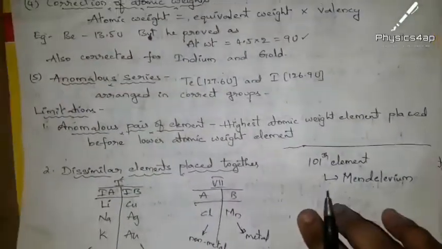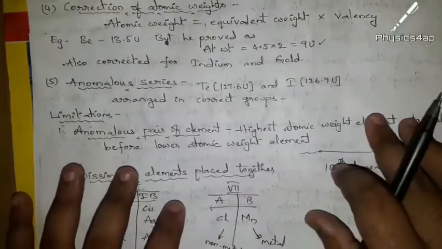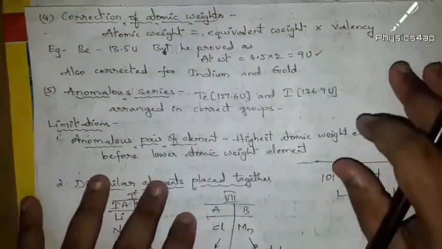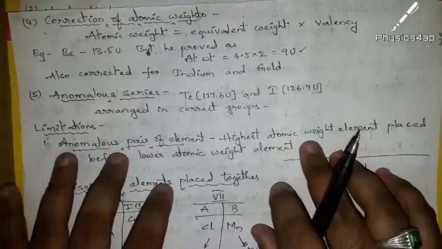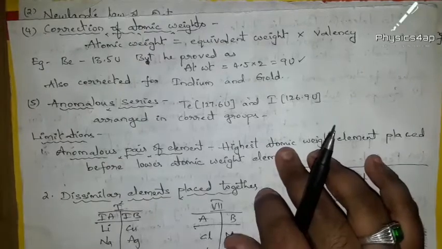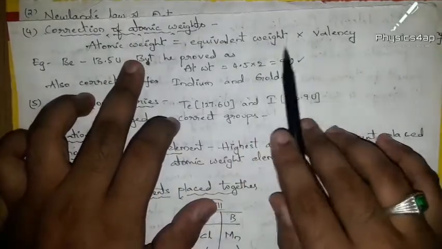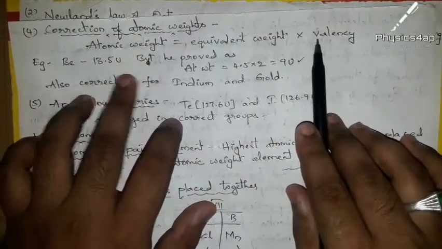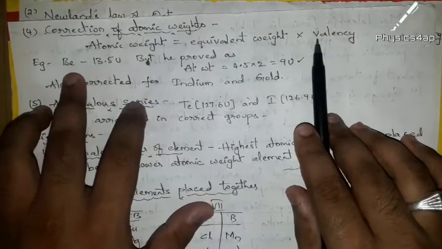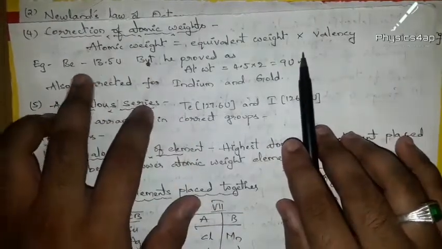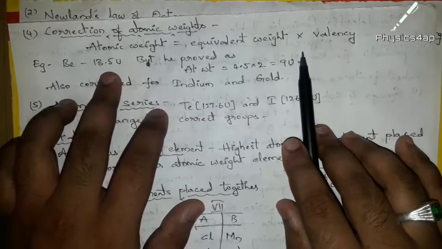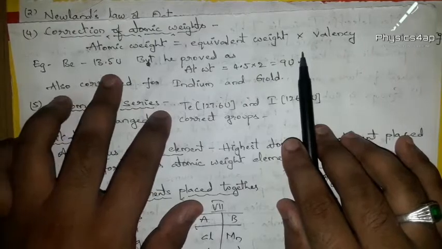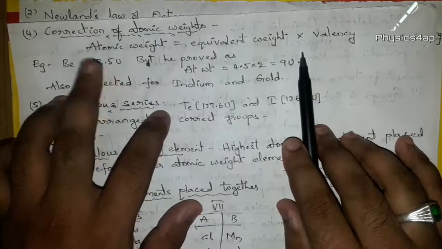Next, one of the salient features is the correction of atomic weights. As we discussed with Dobereiner and Newlands, atomic weights were not accurate at that time, but Mendeleev gave a formula: atomic weight equals equivalent weight into valency. For example, if we take beryllium, its atomic weight was 13.5 units before the Mendeleev periodic table, but that atomic weight was quite wrong.